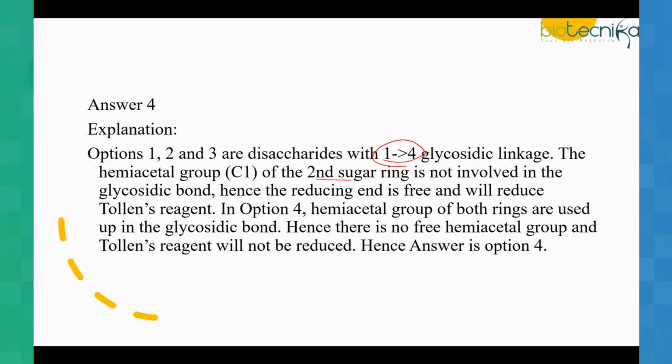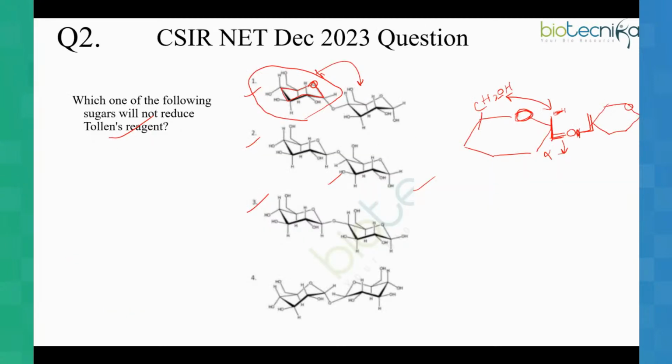The hemiacetal of the second sugar ring is not involved in the glycosidic bond. Hence, the reducing end is free, and it will reduce the Tollens reagent. So this is what is in option 4. If you see the second sugar ring, you have to start from the second one. That is, the sugar is flipped. The other bonds are with the sugars which will be having the alpha 1,4 glycosidic linkage.